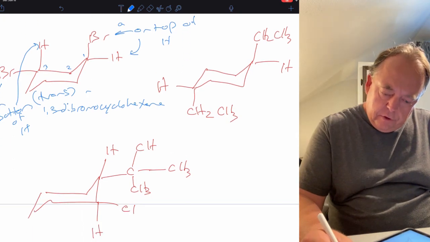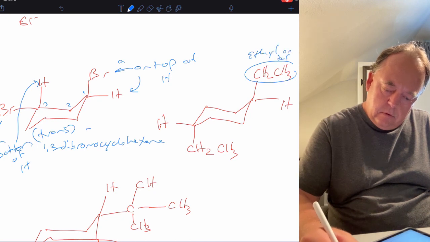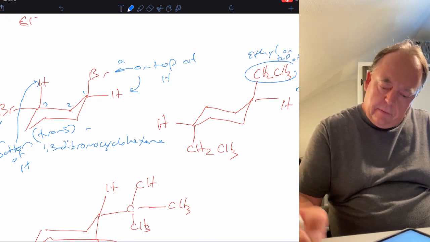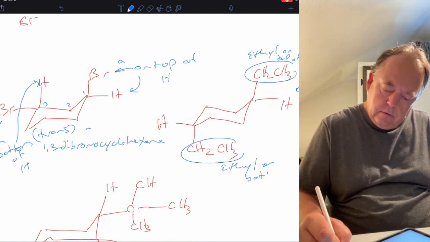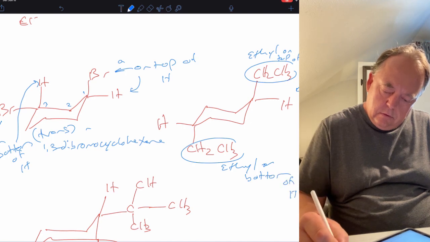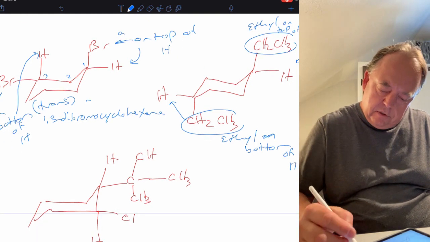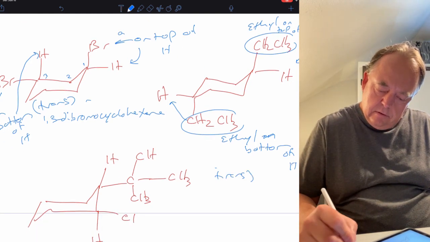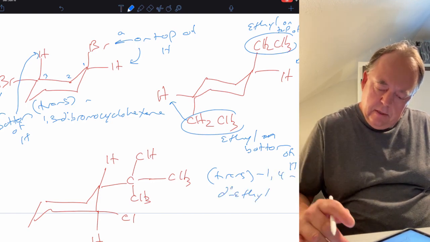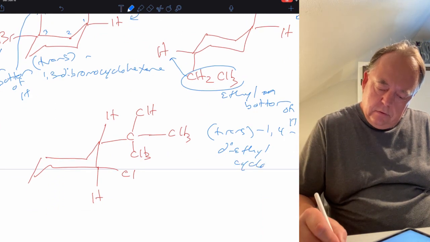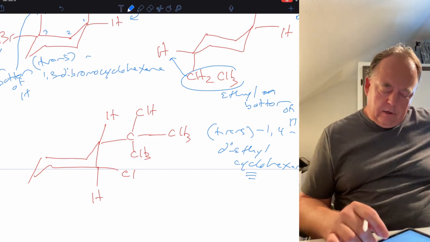And for this one, so you can see that the ethyl is on top of hydrogen, and here ethyl is on bottom of hydrogen. So one's on top, one's on bottom, that's trans. So this would be trans-1,4-diethylcyclo. So don't forget the cyclo part. Students forget the cyclo part all the time.